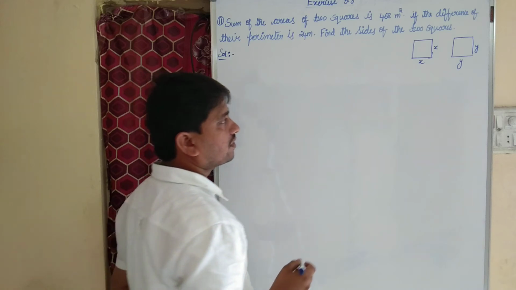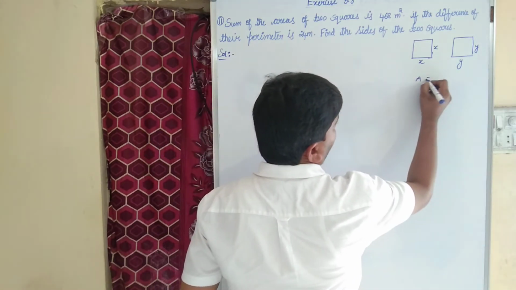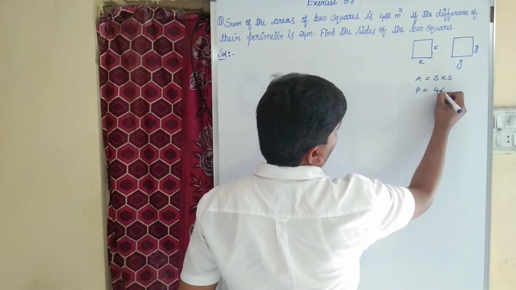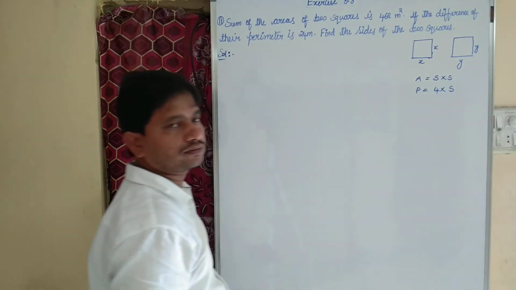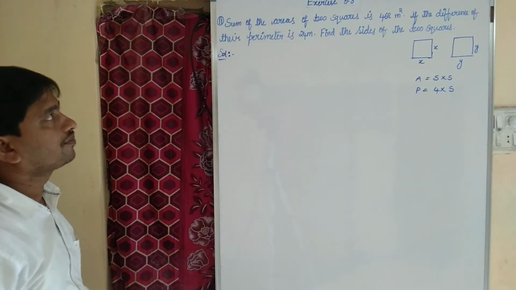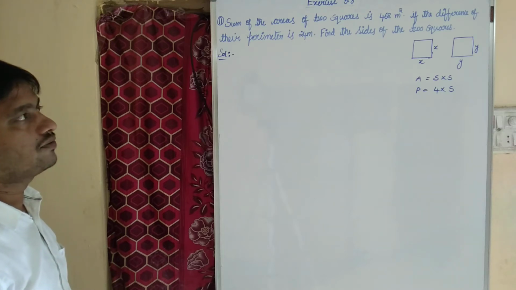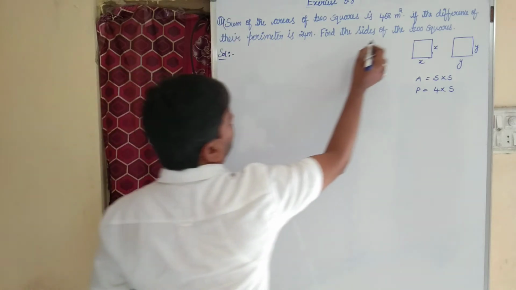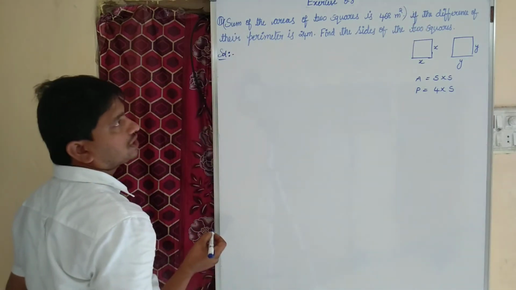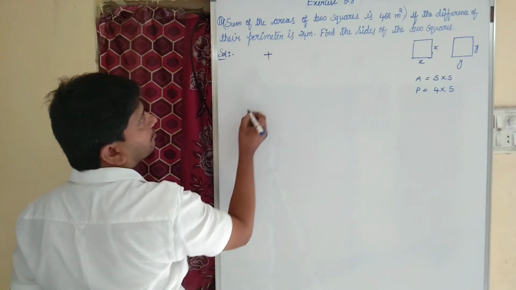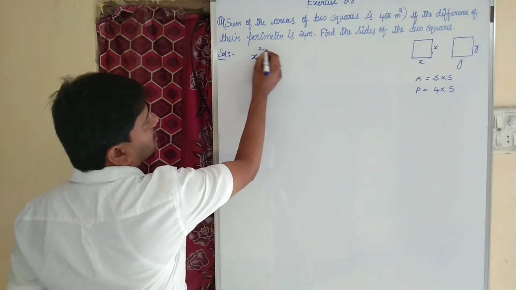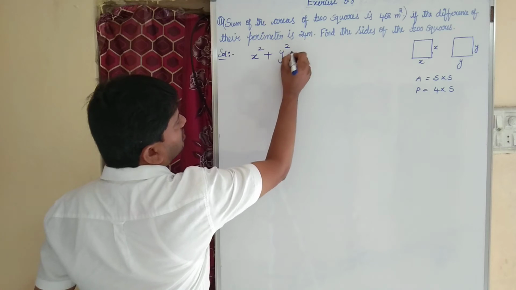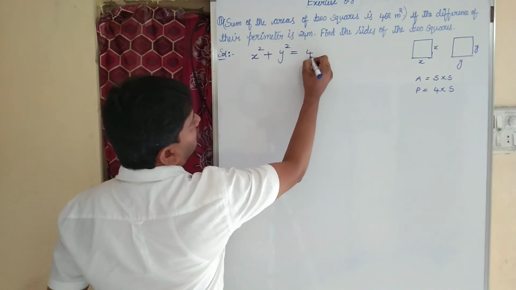Students, what is the area of a square formula? Area of a square is side into side. And what is the perimeter of a square formula? 4 into side. Okay. Sum of the areas of two squares is 468 square meters. Sum means plus. Area of the first square is side into side, x into x, x square. Area of the second square, y into y, y square, equal to 468.